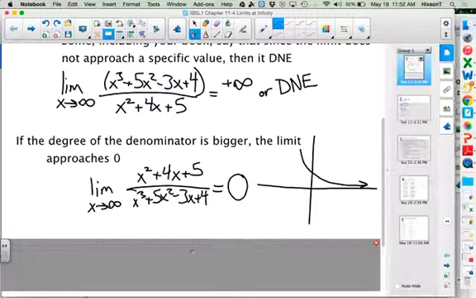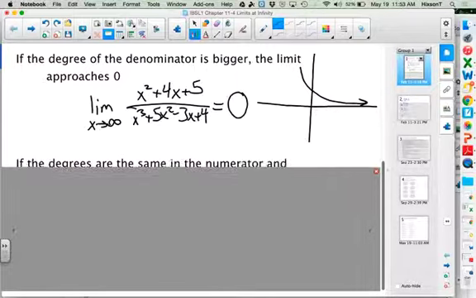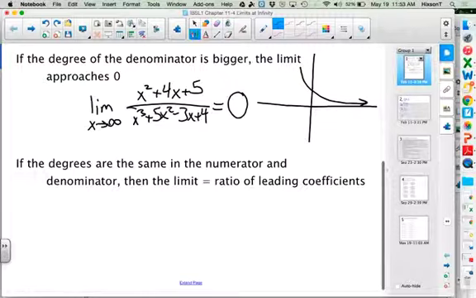So we have the numerator with a higher degree, the denominator with a higher degree. What's the only other possibility? Same degree. What do you think we do there? If the degrees are the same, it has to do with the coefficients. We're actually going to take the ratio of the leading coefficients.